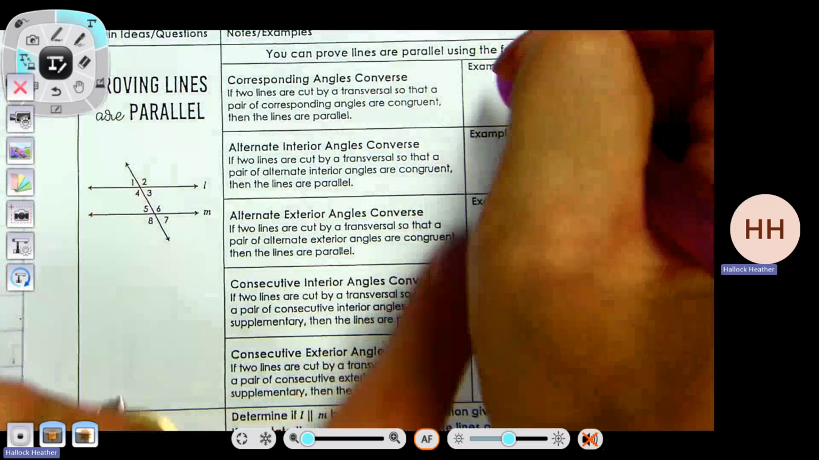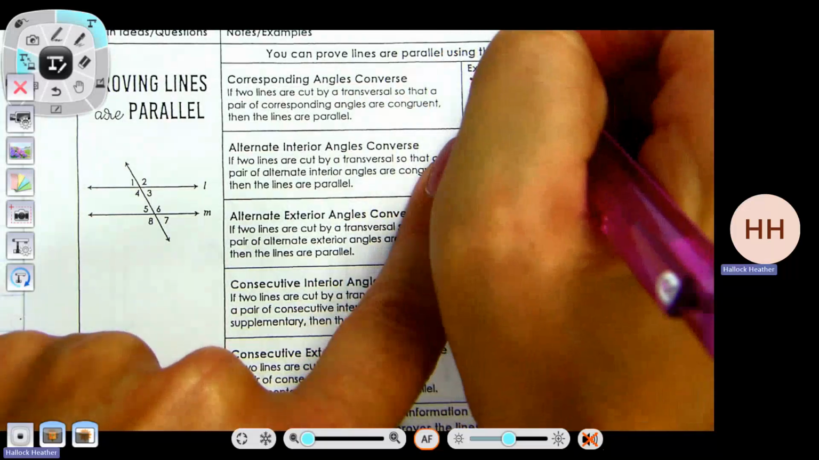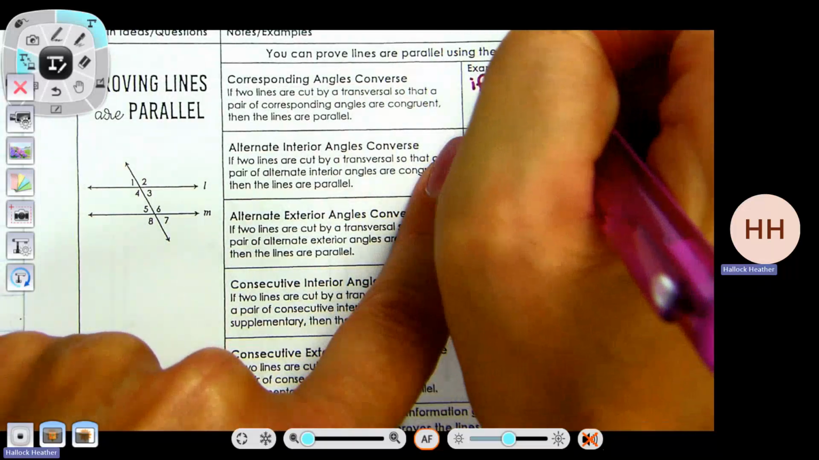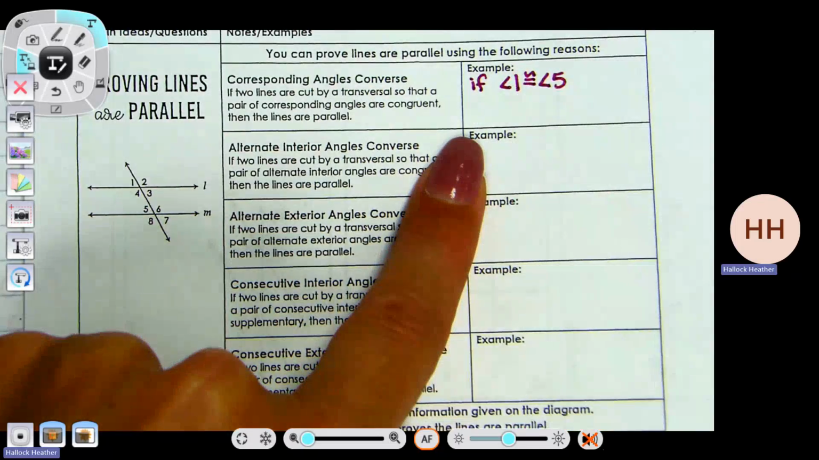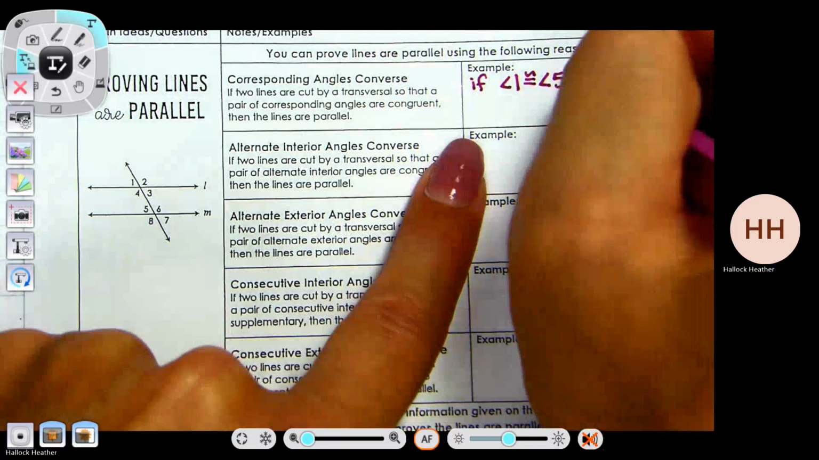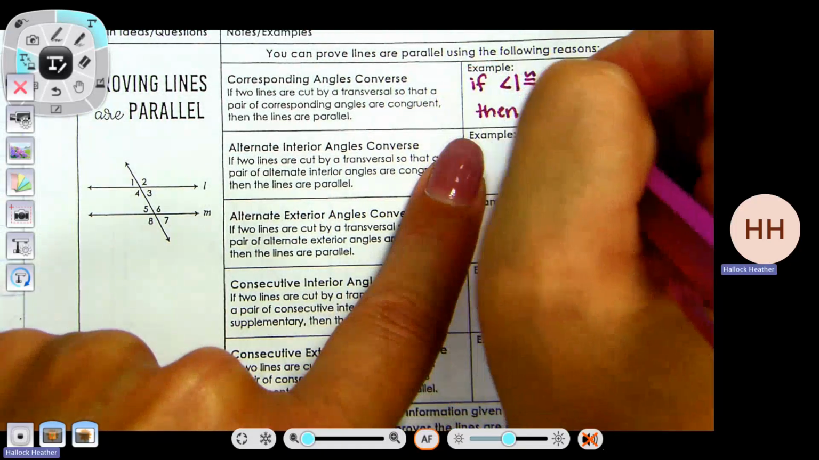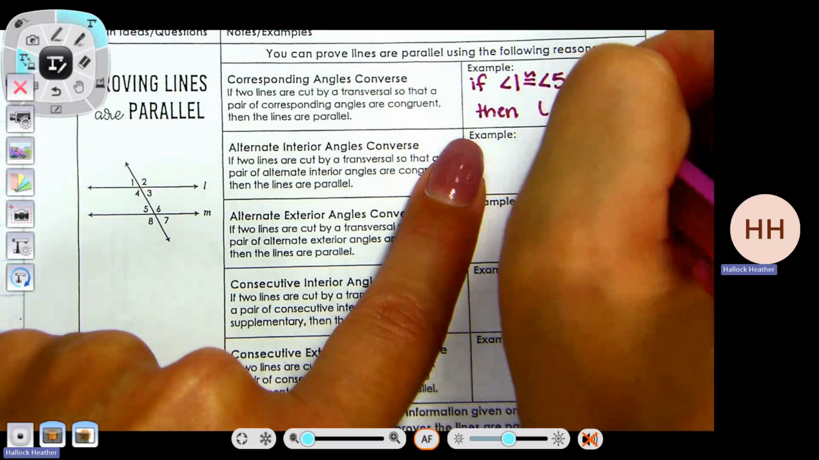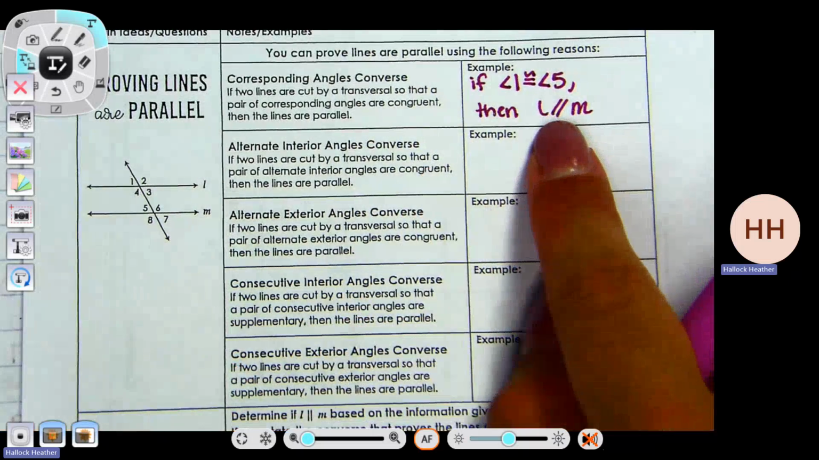So we're going to say if angle 1 is congruent to angle 5. So if you know they're congruent, then L is parallel to M. Remember, those double lines mean parallel because math people are lazy and we suck at spelling. So we use symbols instead.